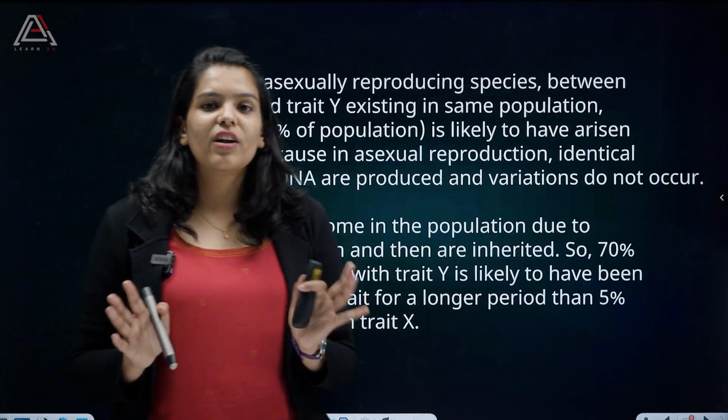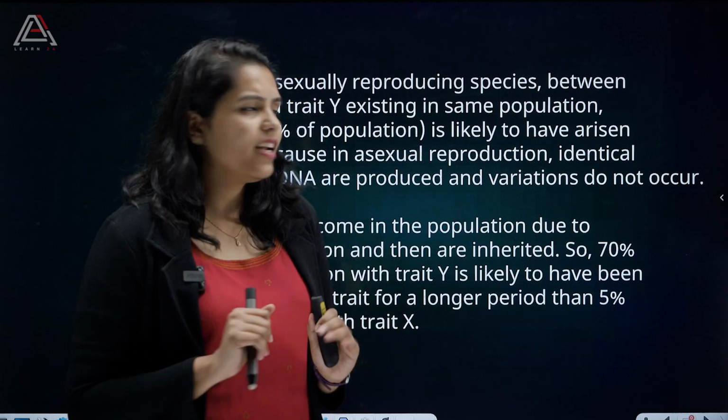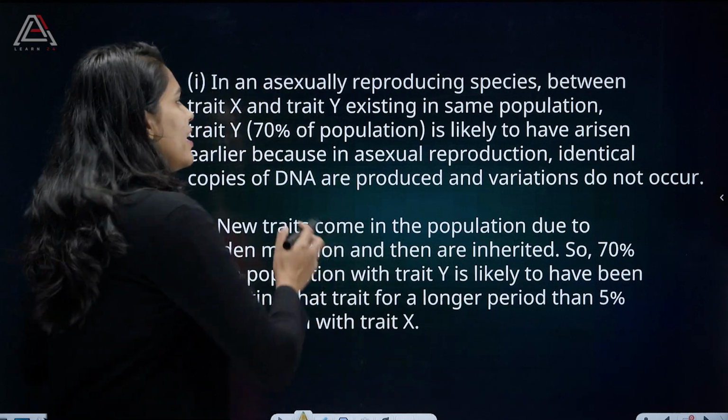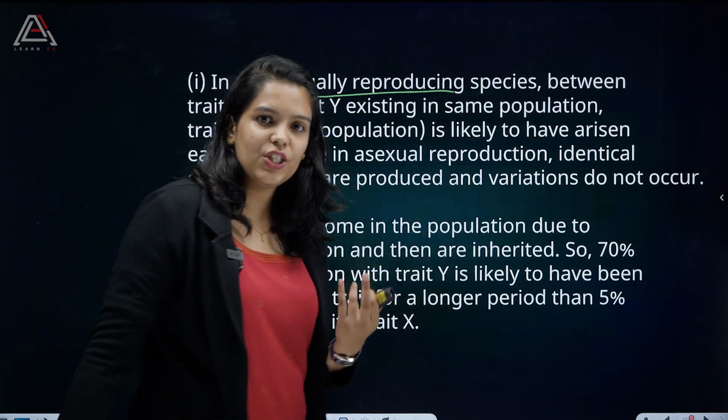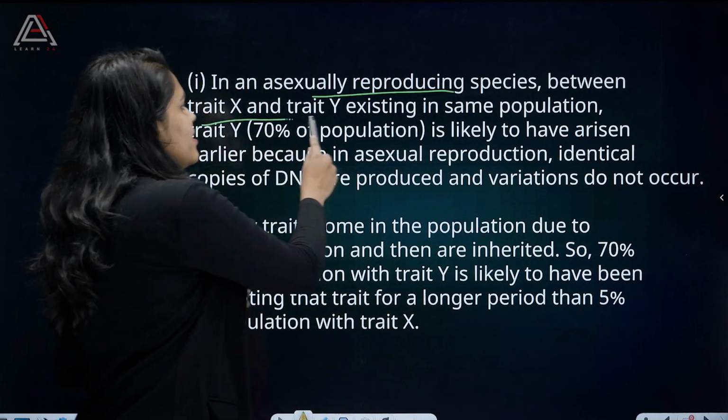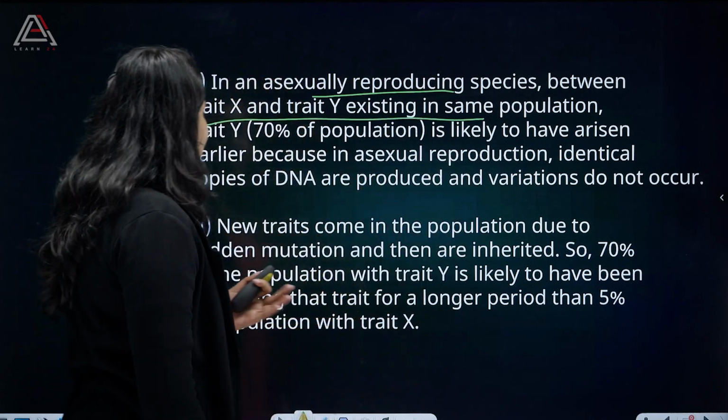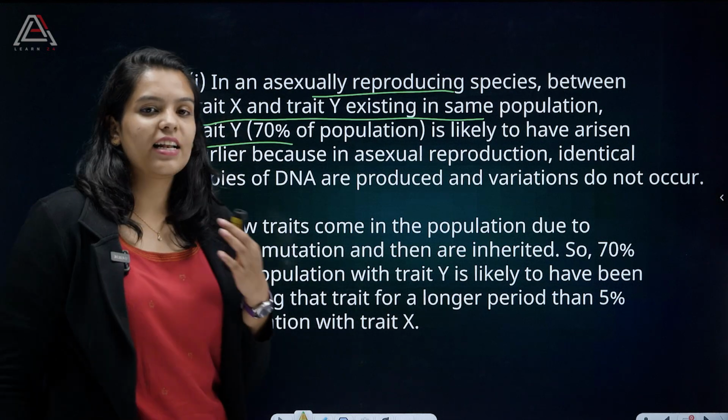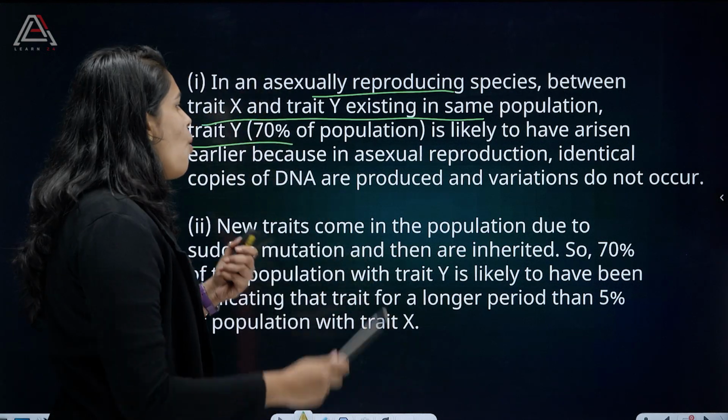So in the question only, you are getting an idea of what it is, right? So you can answer accordingly. In an asexually reproducing species, trait X and trait Y exist in the same population. Trait Y is likely to have arisen earlier. Why?